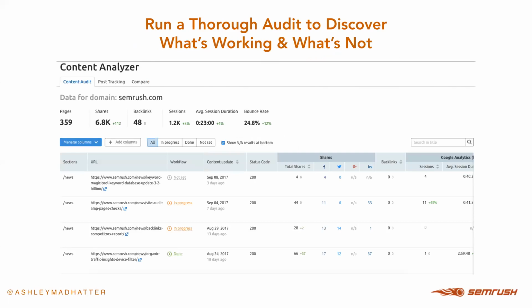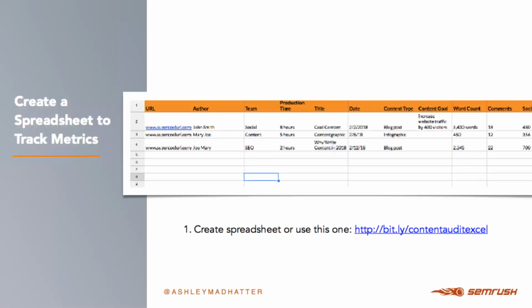And you can either use a tool like SEMrush to go through and run a content audit, or you can use this Excel sheet. These tabs go on and on, with tons and tons of metrics to notate. You can go to bit.ly/content audit Excel and you'll all have access to this. This is a little spreadsheet I made for you guys, and it's really, really helpful.